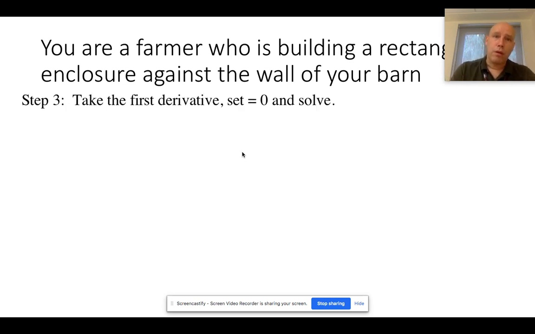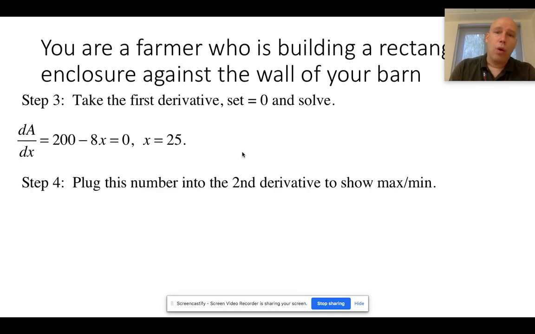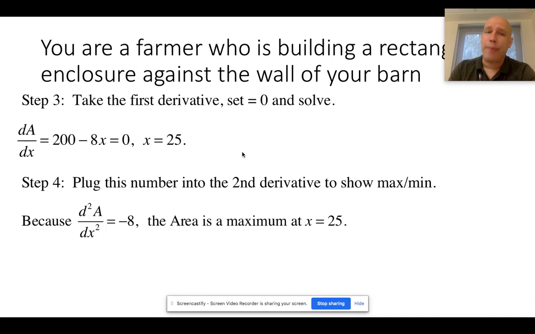Take the first derivative and set it equal to 0. So it's 200 minus 4x. Therefore, x equals 50. Plug this number into the second derivative to show it's a max or a min. Now, the second derivative is always negative 4, so the area is a maximum at x equals 50.